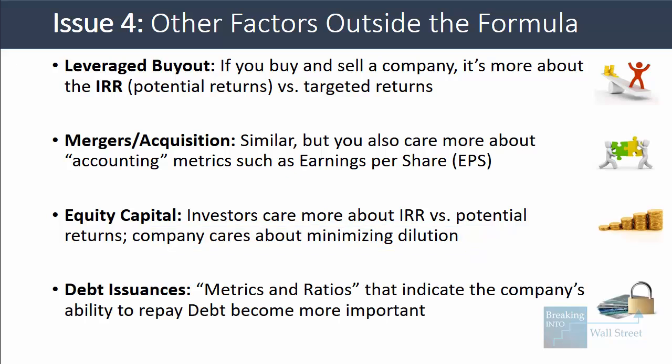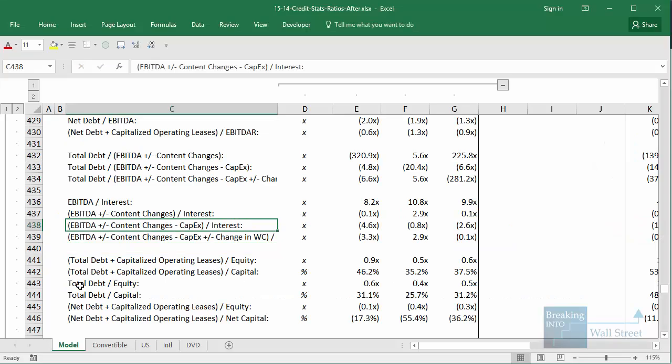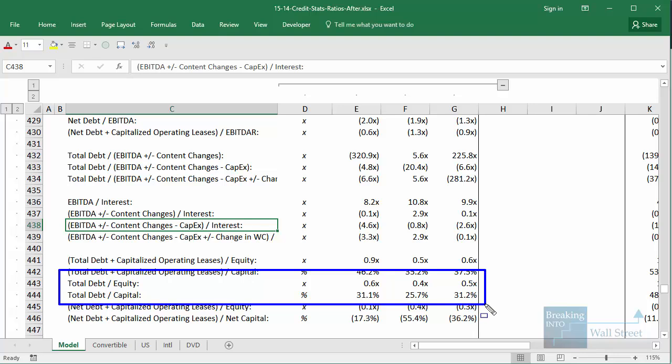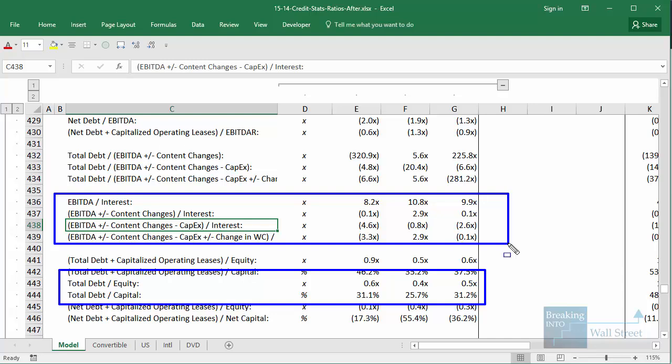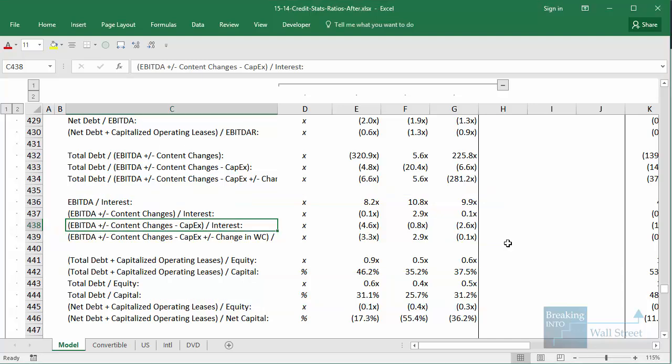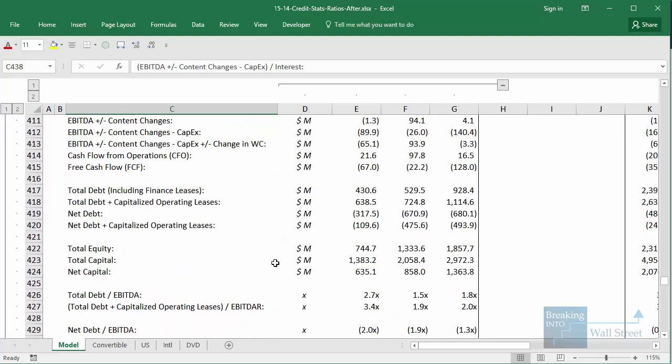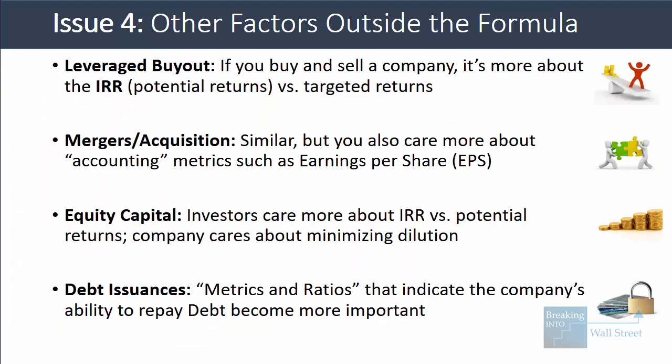And then finally, with debt issuances, here you care a lot about metrics and ratios that point to the company's ability to repay debt. For example, you could look at metrics and ratios such as the amount of debt relative to equity the company has, the amount of debt relative to total capital. You could look at metrics that measure their cash flow relative to interest payments on debt or their ability to repay and service debt. These types of metrics and ratios become a lot more important in debt analyses because you focus on what could go wrong and you see just how bad things could get and if the company would still be able to meet its debt repayment obligations there.